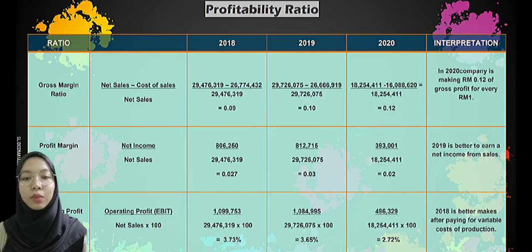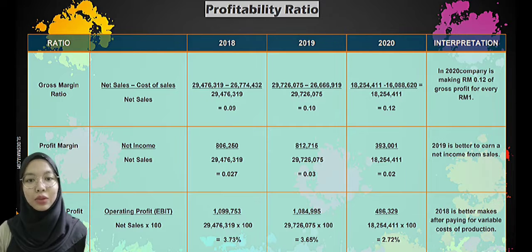The second is profit margin. The formula is net income divided by net sales. For year 2018, the company gets 0.027. For year 2019 is 0.03. And year 2020 is 0.02. So the interpretation is that 2019 is better at earning net income from sales.